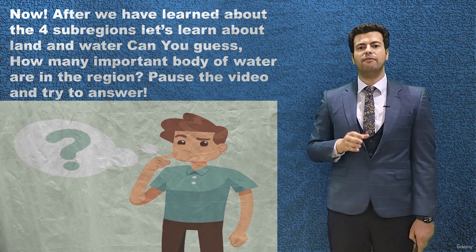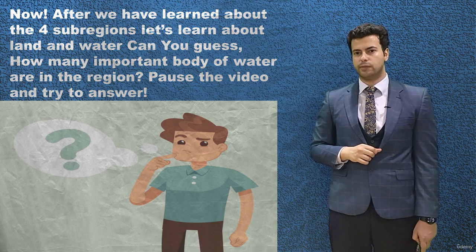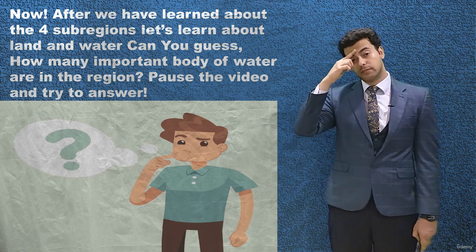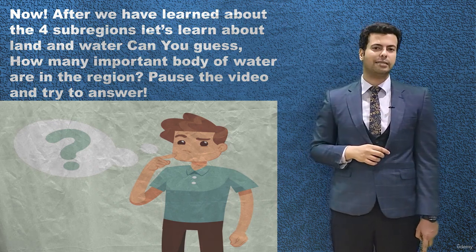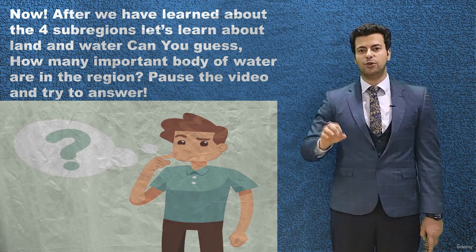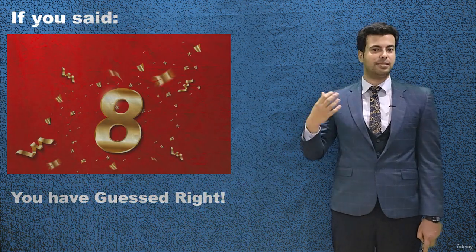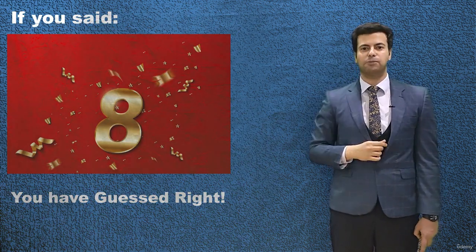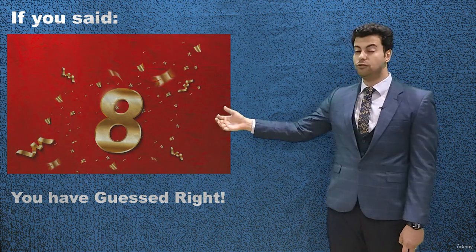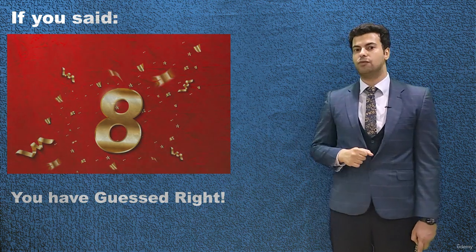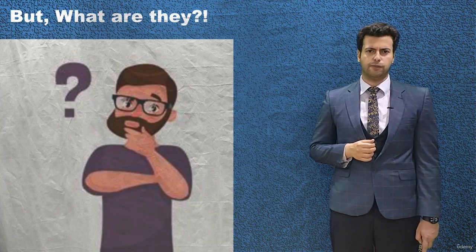Now, after we have learned about the 4 subregions, let's learn about land and water. Can you guess how many important bodies of water are in the region? Pause this video and try to answer. I'm going to answer you in 3, 2, 1, and if you guessed 8, you are absolutely correct. There are 8 bodies of water in the region of the United States east of the Mississippi River. But what are these bodies of water?